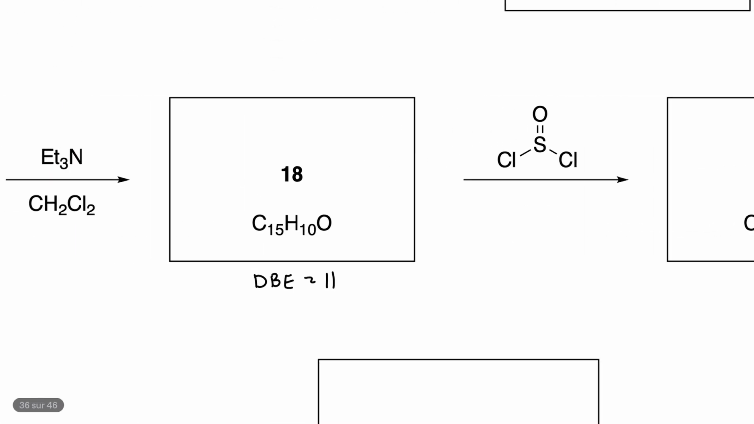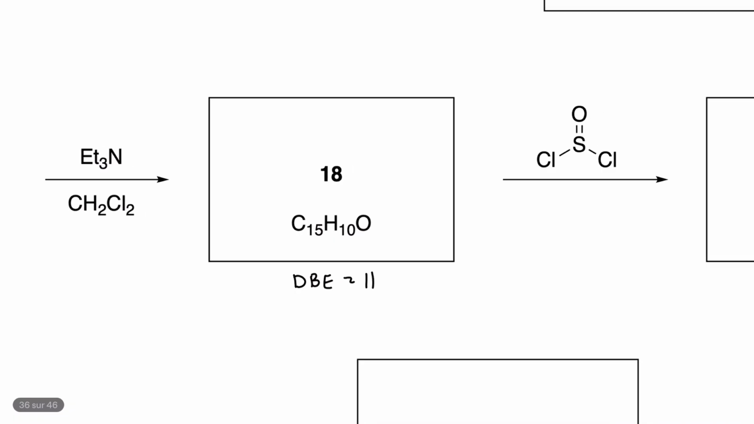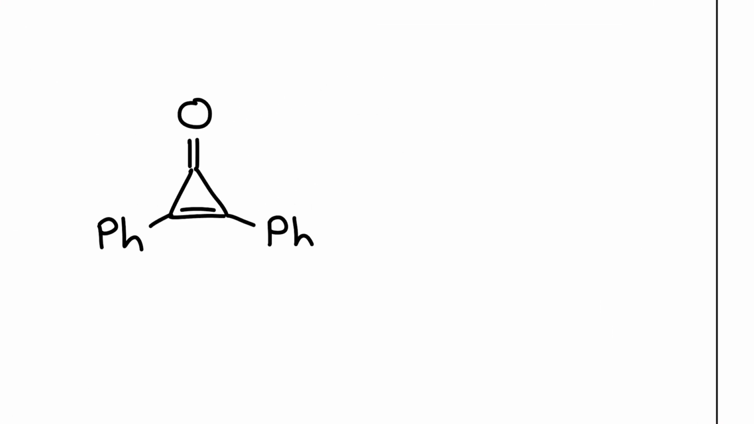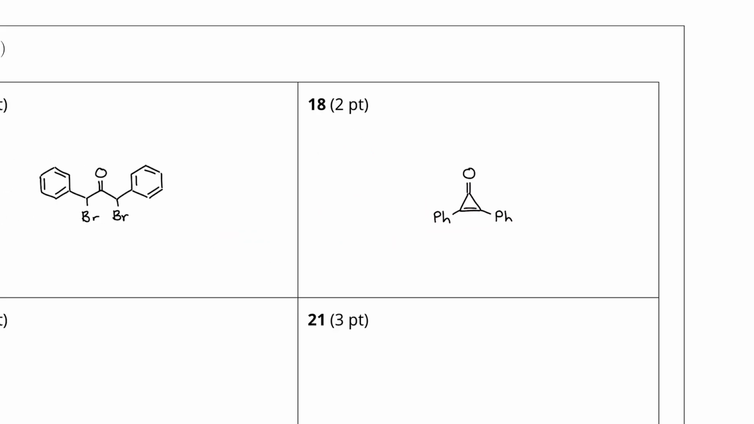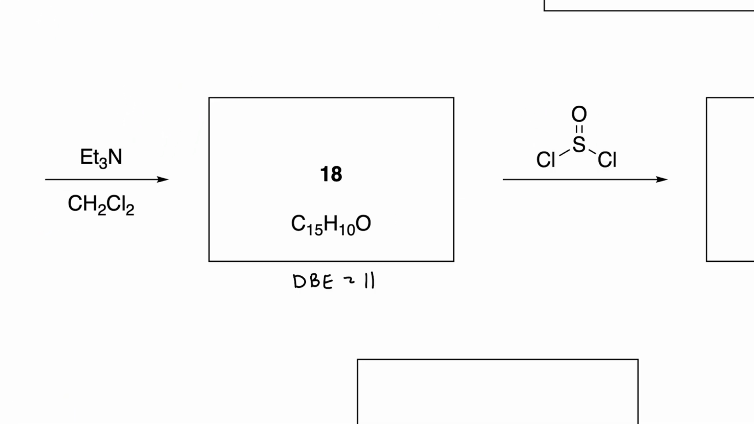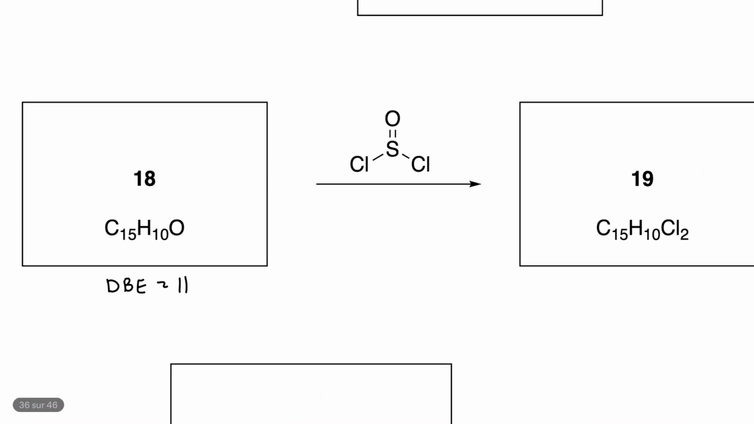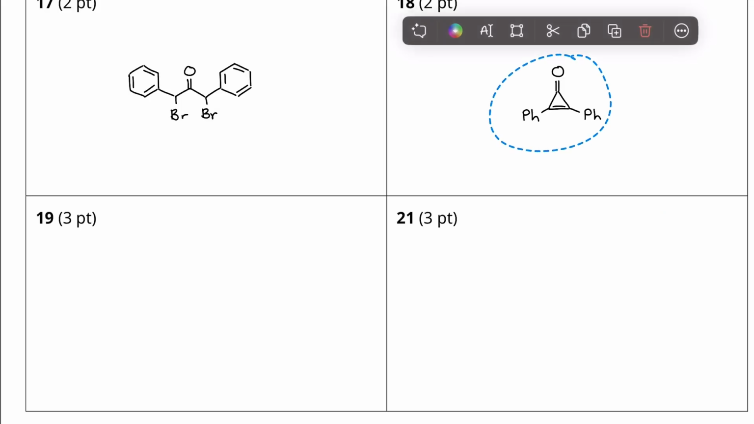Okay, so that's 18. Let's check the double bond equivalences if it matches 11. So the phenyl group has 4 equivalences. 8, 9, 10, 11. Okay, great, that matches everything. And then 18 treated with thionyl chloride will give 19. Still has the same double bond equivalences, but the oxygen is gone, replaced by the 2 chlorines.